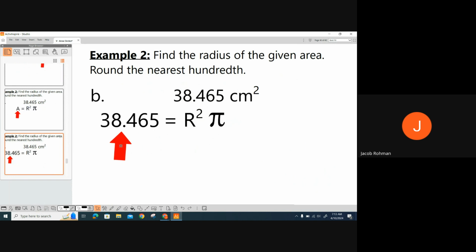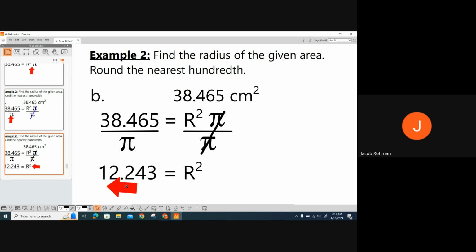So now to solve this equation for r, we're going to start by dividing everything by pi. So we're undoing those operations of multiplying by pi. So we're going to divide both sides by pi. And what ends up happening is these two pi's will divide out to be 1. And then we're going to take 38.465 divided by pi, which is going to be 12.243. And then on the right side of this equation, you're still left with r squared. So r squared equals 12.243.